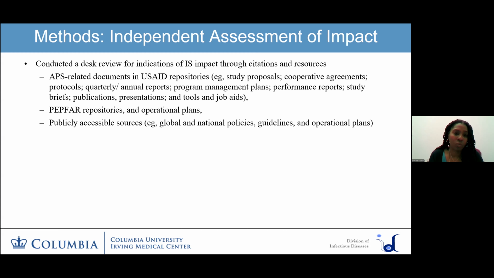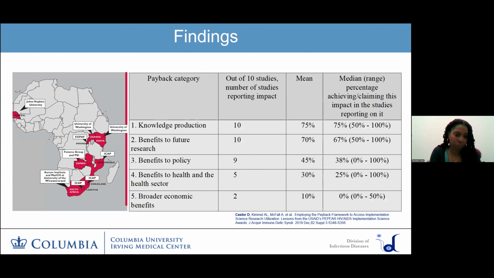And so this desk review involved reviewing study proposals, reports that came in annually, management plans, and tools. We reached back to some partners to see what job aids continued to be used. We went into various PEPFAR repositories on the web, and then publicly available documents to see whether the work had been cited in any of the national plans, guidances, and so forth.